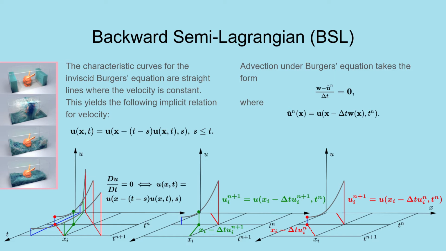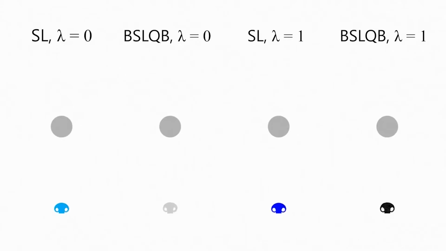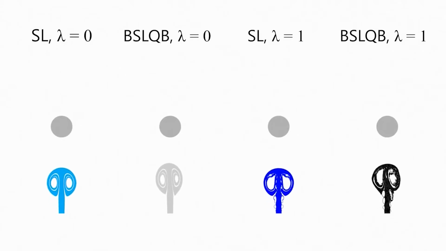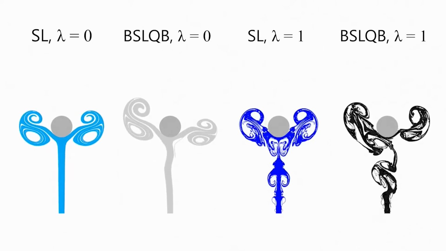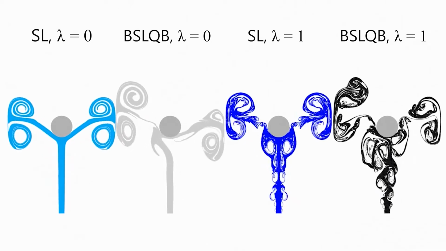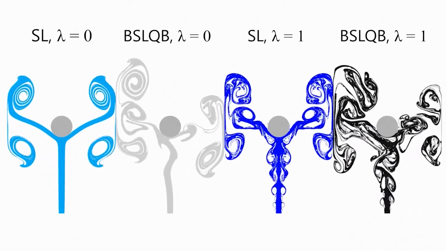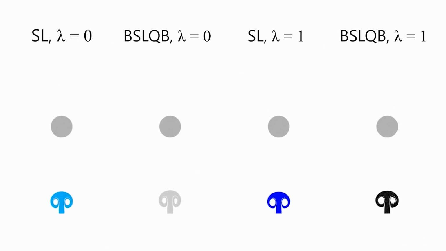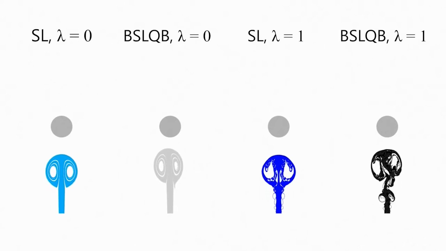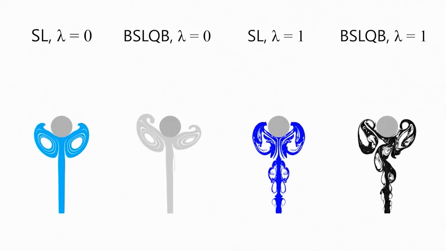Before we continue to the spatial discretization, we show a comparison of Semi-Lagrangian and backward Semi-Lagrangian in 2D. Here, we see 4 jets of smoke hitting a sphere. The parameter lambda is an interpolation parameter, which we discuss momentarily. Note that backward Semi-Lagrangian exhibits more fine-scale detail than Semi-Lagrangian for both choices of this interpolation parameter.